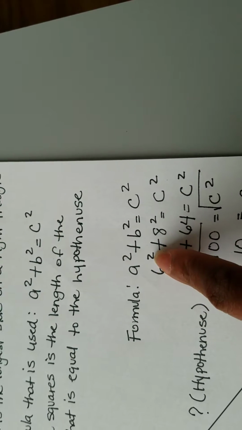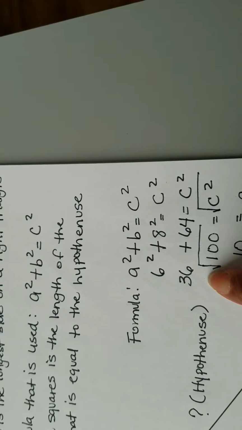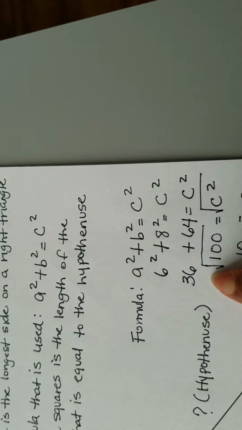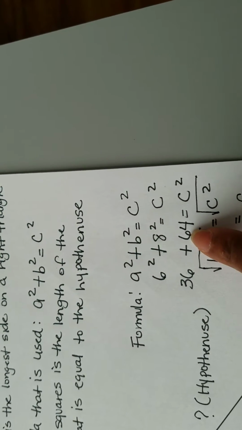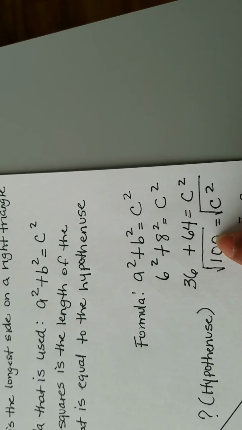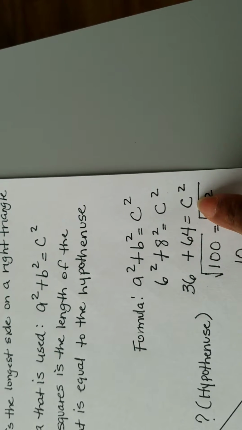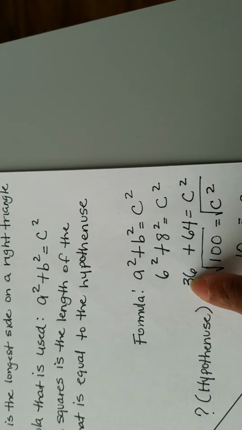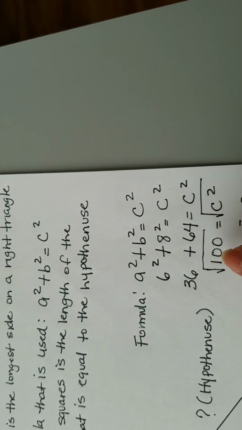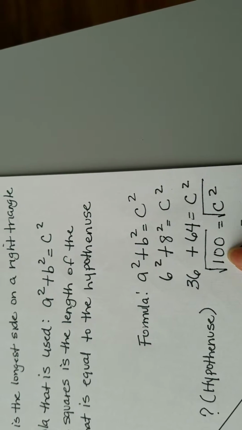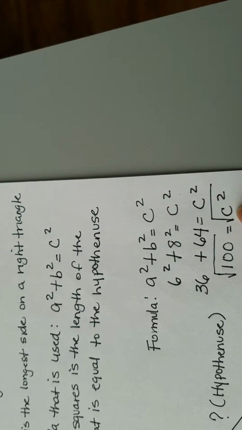And 6 squared would equal 36, because 6 times 6 is 36. 8 squared would equal 64, because 8 times 8 is 64. And we're trying to find c squared. So when we add 36 plus 64, we will get 100. Okay, and we still will bring down the c squared.